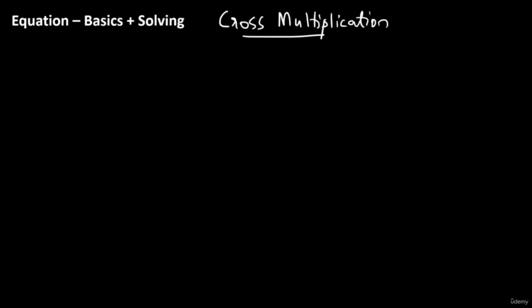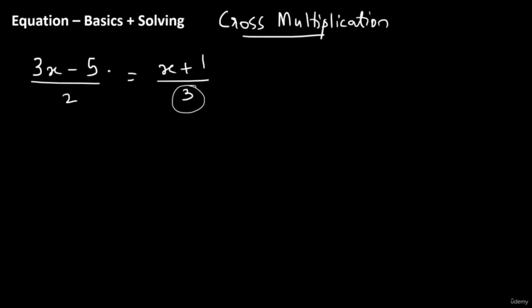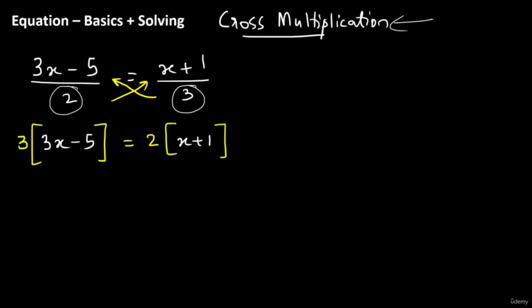Alright, so let's say that you want to solve this equation: 3x minus 5 by 2 is equal to x plus 1 by 3. Alright, now you can think of it in 2 ways. Let's think of it in terms of transposing the number. If I transpose 3 to this side, it becomes into 3, right? Similarly, if I transpose this 2 to the right hand side, it becomes into 2. That's the same as doing the cross multiplication, right? So we do into 3 over here and we do into 2 over here. So this becomes 3 into 3x minus 5 is equal to 2 into x plus 1, right?